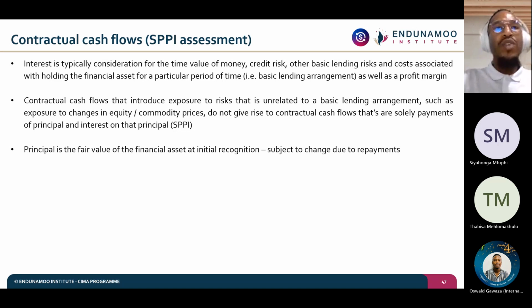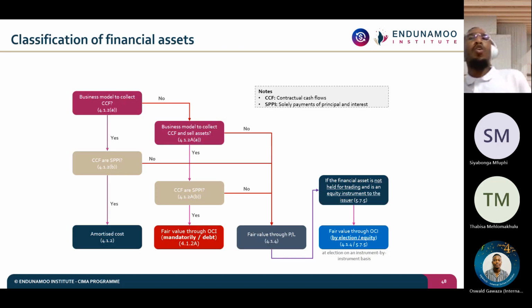And this is important to us because the SPPI assessment informs the classification of our financial instruments or financial assets, and you will see shortly. When we now come to classifying our financial assets, the first thing that we need to start off with is to say, what is our business model? Is the business model to collect contractual cash flows? If the answer is yes, we would move from the first maroon block on the top left vertically down.